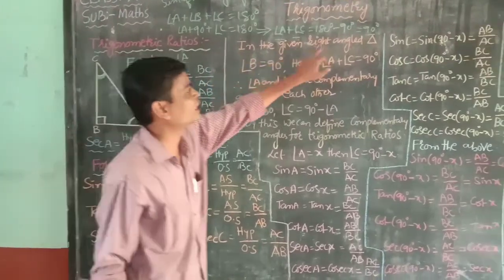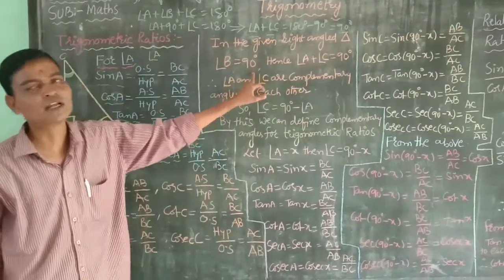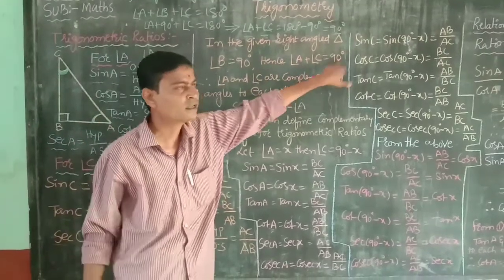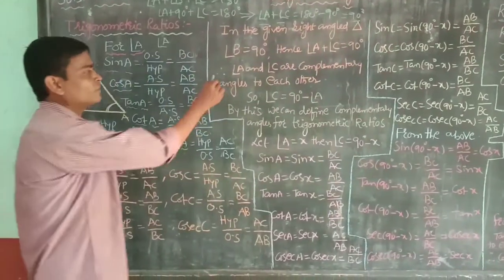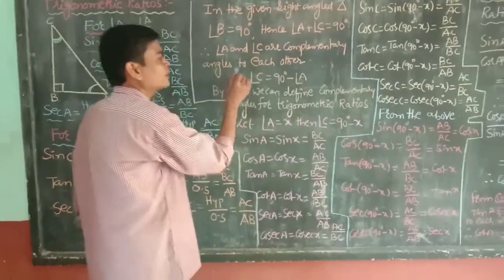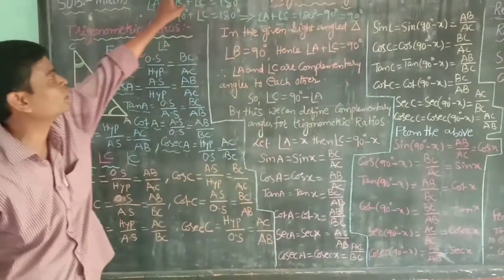So in the given right angle triangle, angle B is equal to 90 degrees. Hence angle A plus angle C becomes 90 degrees. Therefore angle A and angle C are complementary angles to each other. Just as we discussed over here.